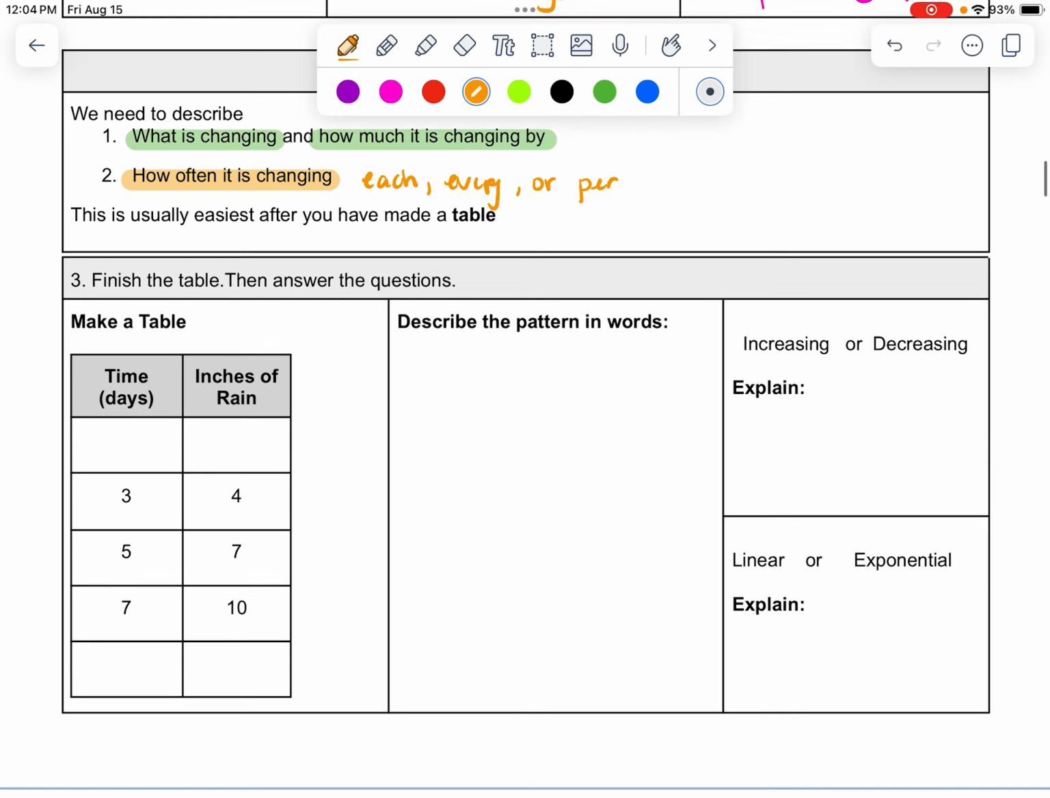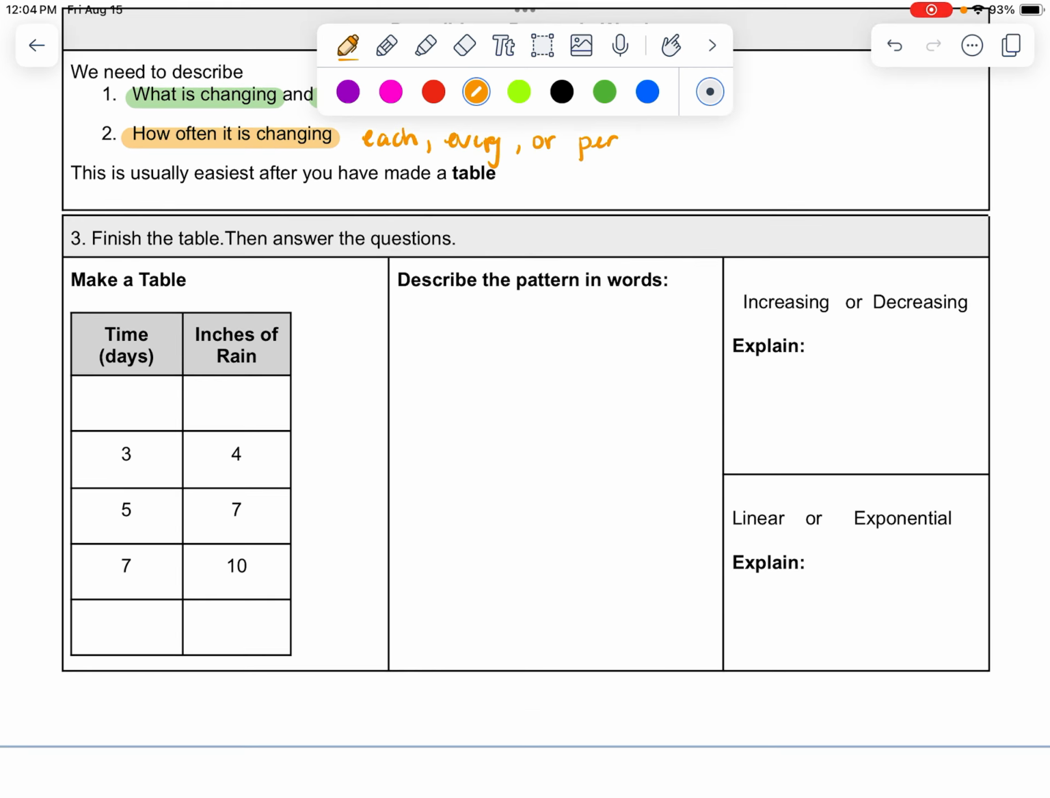So for example, in this problem, I have a partially filled in table. I'm going to fill in the rest of it. On the left side in the days column, to go from 3 to 5 and 5 to 7, we are adding 2 every time. That means that this number would be 9, and in order to go backwards, we would do the opposite, so we would subtract 2, which is 1.